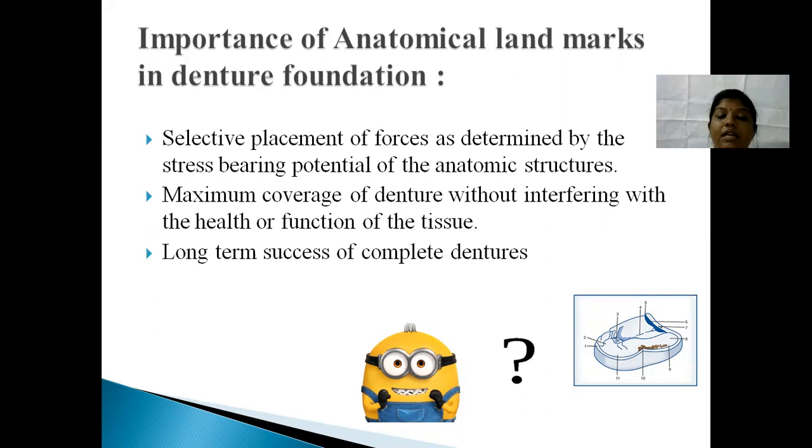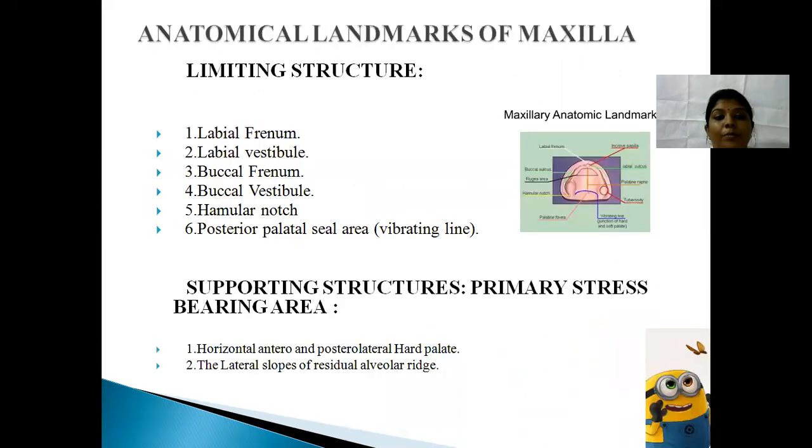Then second is the maximum coverage of the denture without interfering with the health and function of the tissues. Again, we should not give pressure to those areas which are to be relieved, or in those areas where nerves and vessels are passing. So we have to relieve, and we have to cover the denture only in those areas which are capable of bearing the stresses. Then, for the long-term success of the complete denture, we also have to know the anatomical landmarks. Now let's see what the anatomical landmarks of the maxilla are.